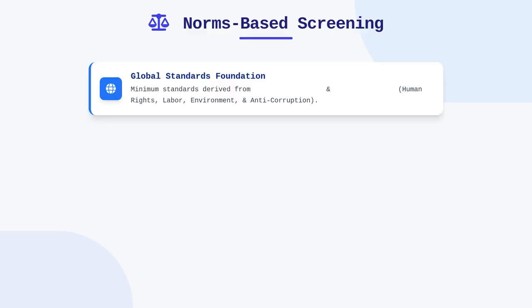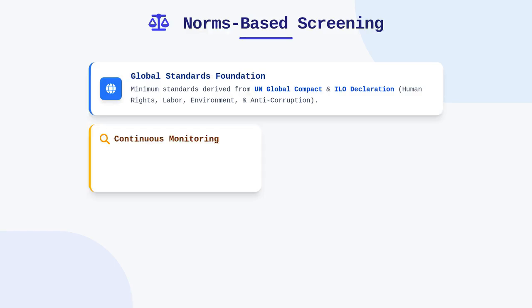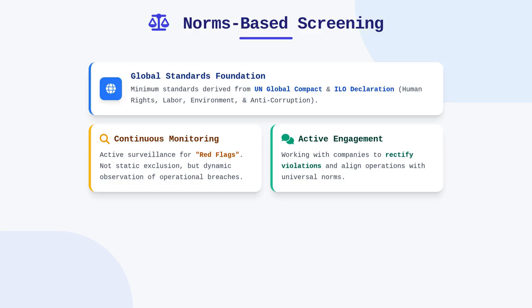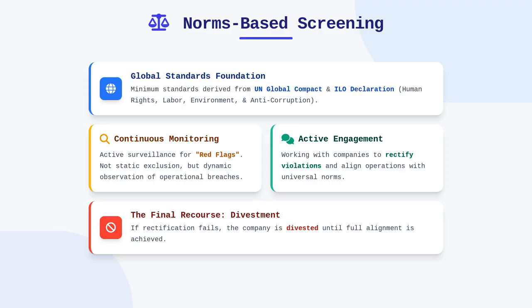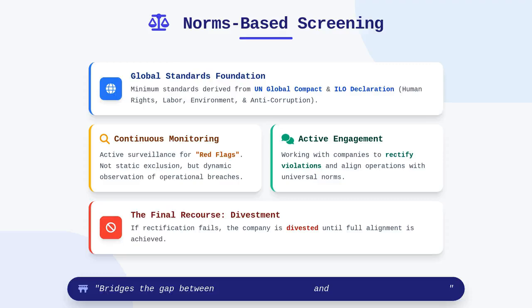Norms-based screening operates by defining a set of minimum standards, often grounded in international conventions like the United Nations Global Compact or the ILO Declaration on Fundamental Principles and Rights at Work. When a portfolio manager employs this strategy, they monitor companies continuously for breaches related to human rights, labor practices, environmental damage, or corruption. Unlike simple exclusion, which is static, norms-based screening involves active monitoring and engagement once a red flag appears. If a company fails to rectify a violation, it is divested until operations align with the predefined universal norms. This approach bridges the gap between active stewardship and passive asset selection.